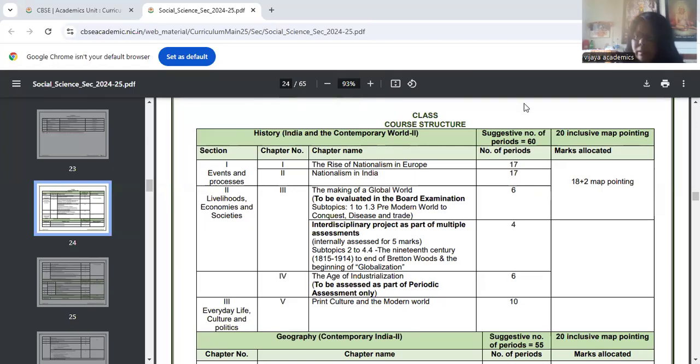Today I'll be going to discuss the syllabus for the coming session 2025-26. This will be a great help to the students and also to the teachers who are going to teach standard 10th for the first time. So let us see. First of all, try to understand that the subject code for social science is 087.